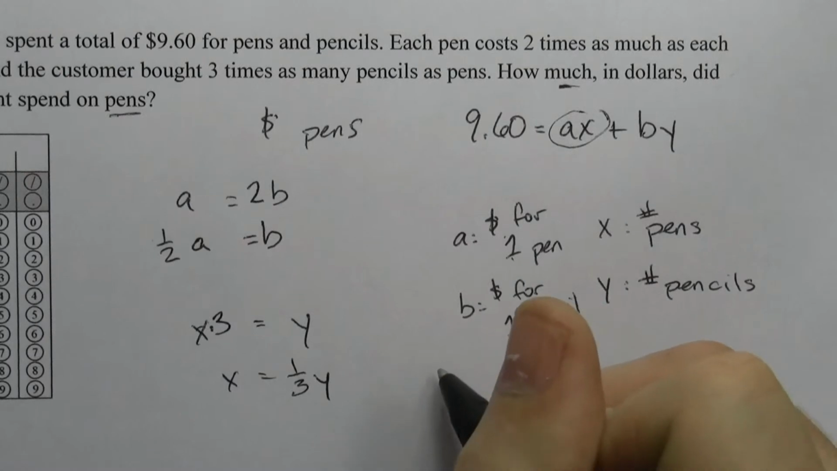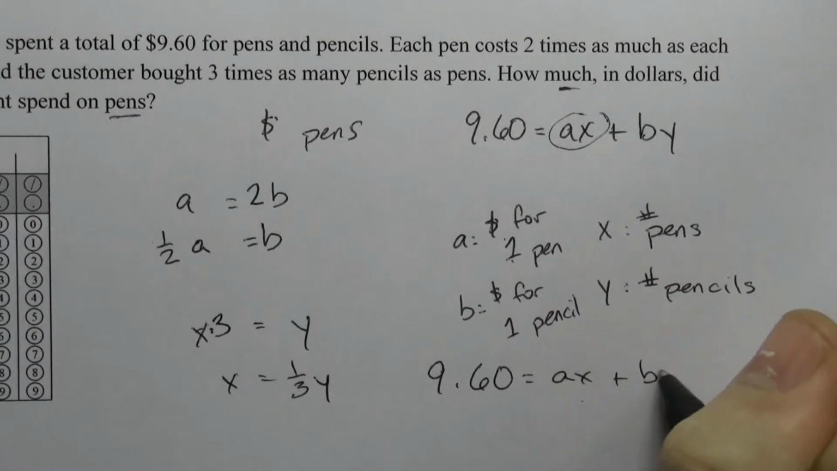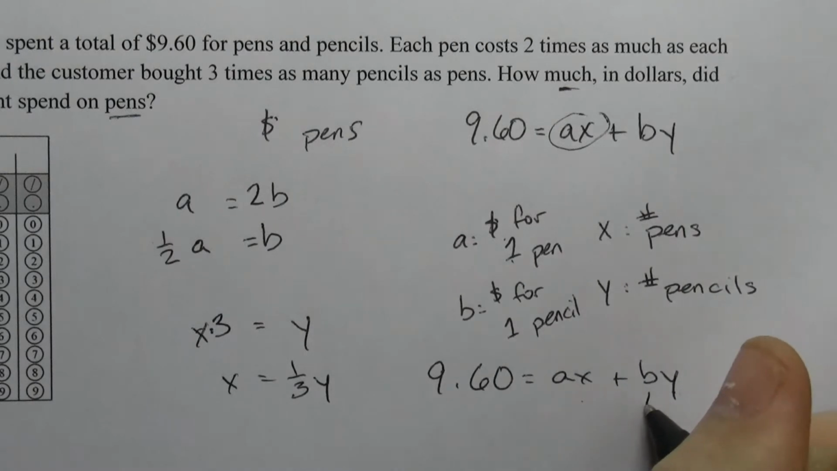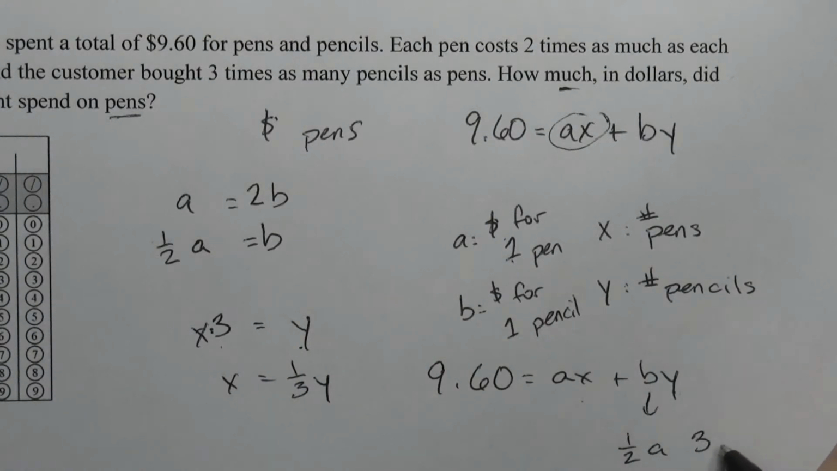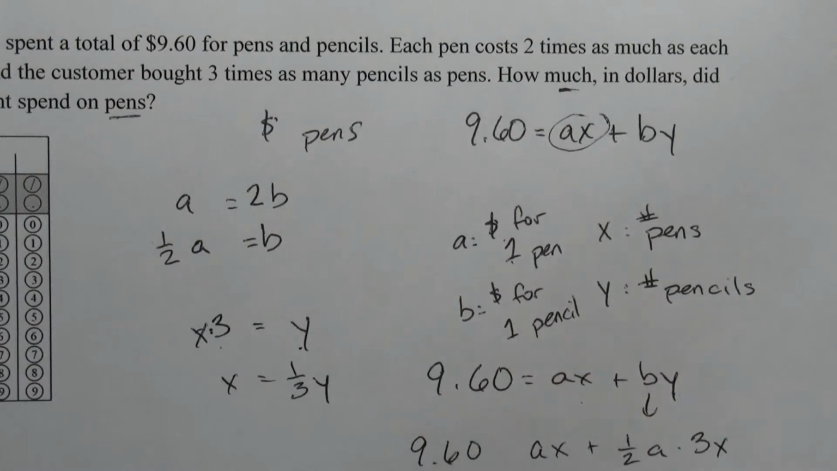So I'm going to rewrite this down here just so we have a little more room to work. We have 9.60 equals AX plus BY. Now, again, we want to get rid of the B and the Y. So we want to express B in terms of A if possible, and we want to express Y in terms of X if possible. So we know that B is 1/2 A, so we're going to replace the B with 1/2 A. And we also know that Y equals 3X, so we put that there, and we have AX plus that, and it's 9.6.